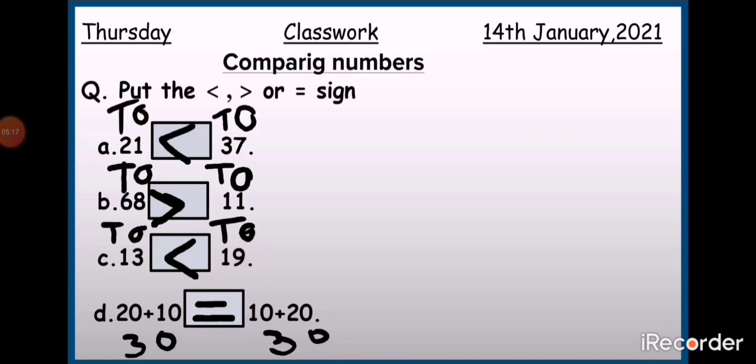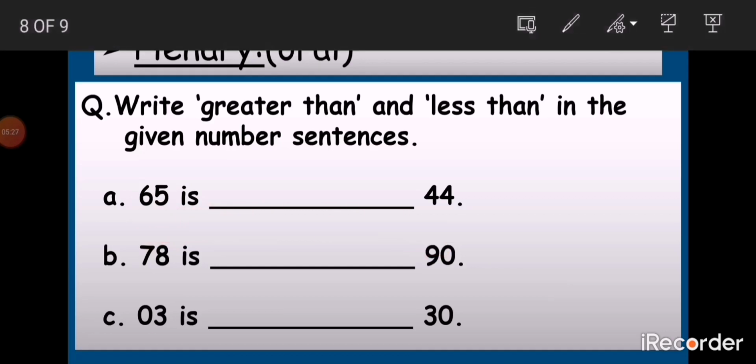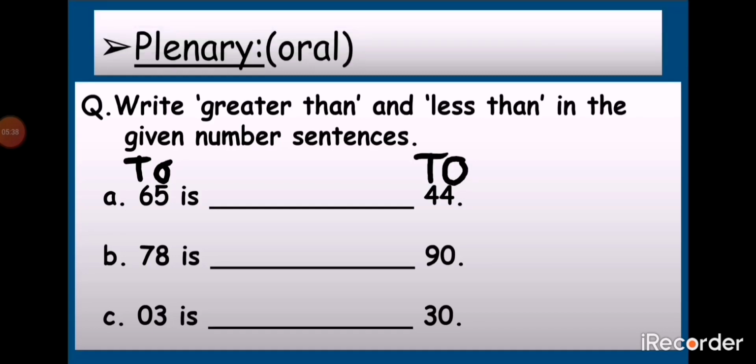Now after completing your classwork, we will go towards plenary. Write greater than and less than in the given number sentences. A, 65 is dash than 44. Again put the values on both numbers. In 65, 5 is ones because it's on the right side, 6 is tens. In 44, right side 4 is ones, next one is tens. So we write O for ones, T for tens.